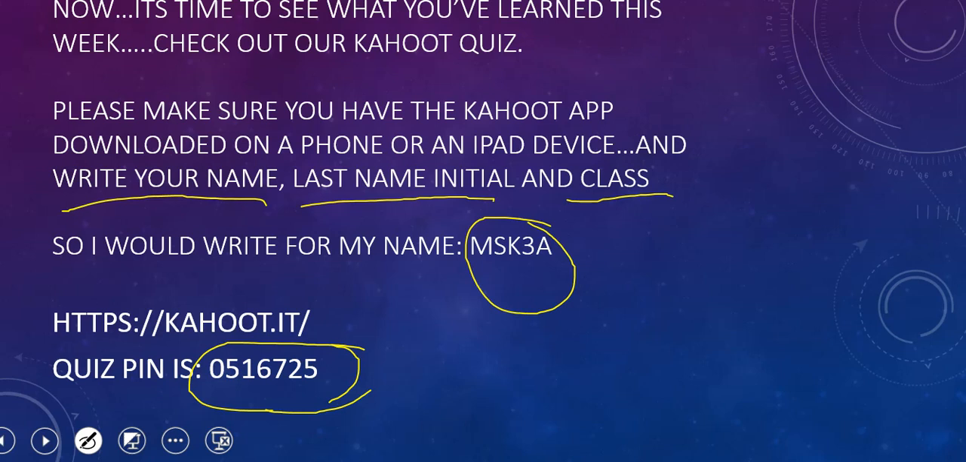If you have come up with a fake name, or if you only write your first name and there's more people with your name in the other classes, then we won't know that it's your quiz and we won't know that it's your results, and we want to know how you did. So you need to write your first name, your last name initial, and your class. So please make sure that even if you write your first name and you don't write your last name initial, that you at least write that you are in 3A, okay?